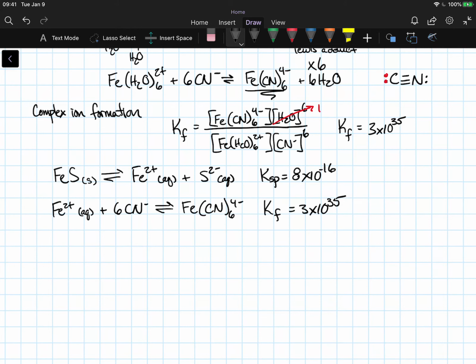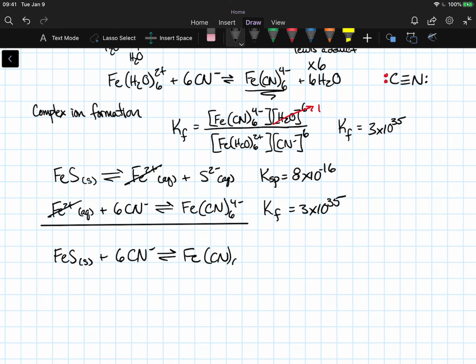So the net reaction for all of this is that the iron ion, Fe2 plus, cancels out. The net reaction becomes iron sulfide plus 6 moles of cyanide gives us the complex ion Fe(CN)6 4 minus, and the sulfide ion. So what we want to see here is what's the overall K value? How soluble will this be, or how far will this reaction go? Where does this equilibrium lie?